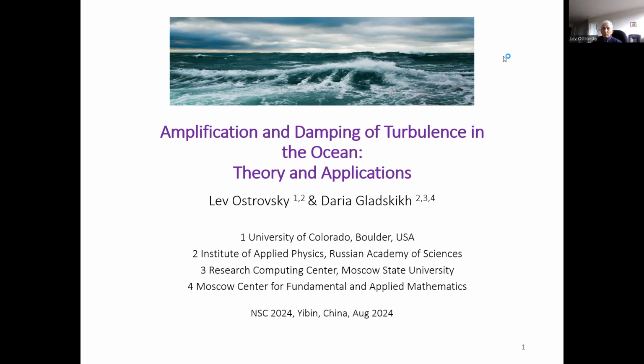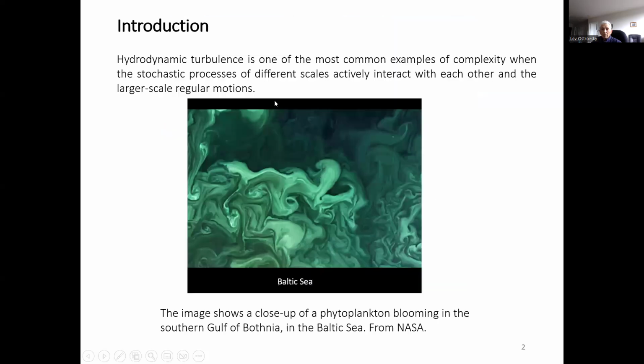Now our presentation will be about maybe the most complex and most ubiquitous phenomenon. It's just classical hydrodynamic turbulence. It is complex in the sense that there are many different scales, many different types of motion. You can see there is the example of the Baltic Sea turbulence, which is made visible due to the blooming of phytoplankton here. You see all this complexity with many vortices, many scales, etc. You can find a lot of such pictures on the internet.